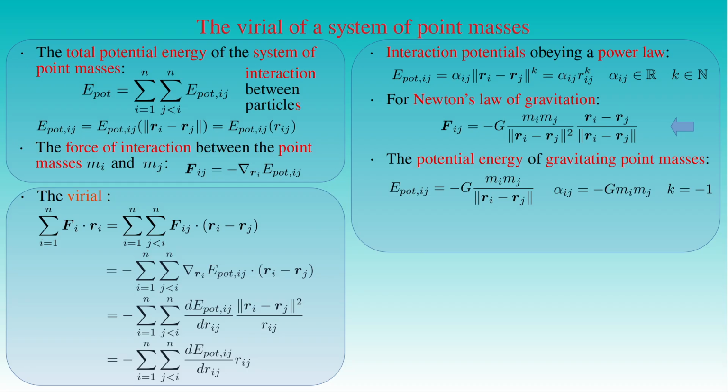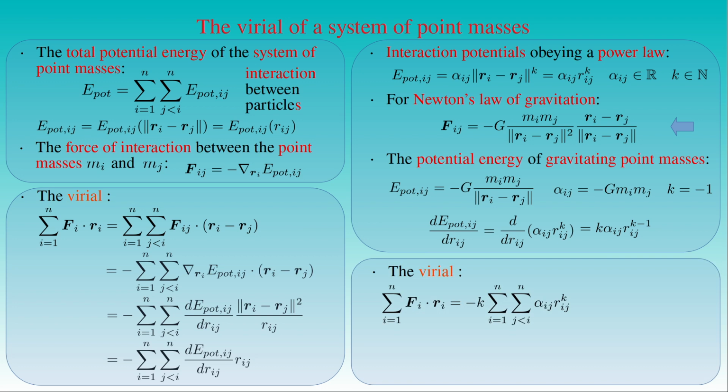The derivative of the potential energy of any interaction between two point masses mi and mj described by the power law with respect to the distance R sub ij between the point masses, is equal to k times alpha sub ij times R sub ij to the k minus 1. If we substitute this result into the sum of the virial on the left-hand side, then we obtain minus k times the sum of alpha sub ij, times the distance R sub ij to the k, from i equals 1 to n and for j less than i, which is equal to minus k times the sum of the potential energies of the interactions between the point masses mi and mj from i equals 1 to n and for j less than i.